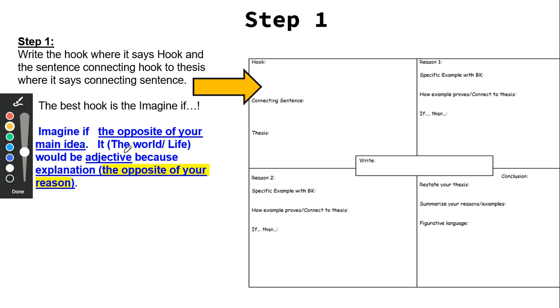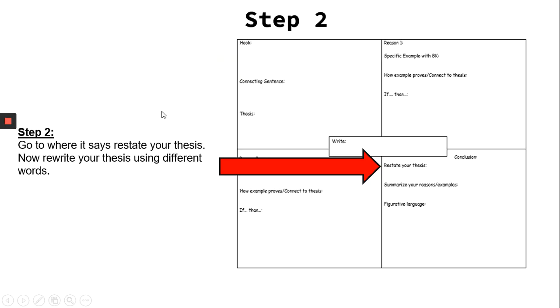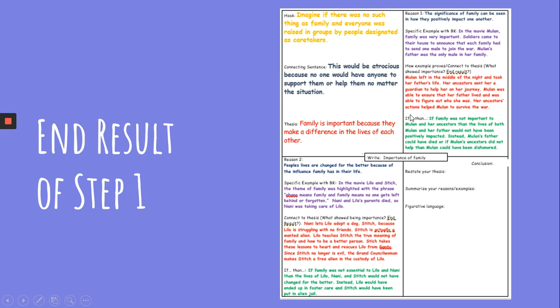Now, right here, this is going to be a negative adjective, right? Because it's the opposite of what you think, okay? And then because and why. So the opposite of your reason, basically. Okay, so then this is what the end result of step 1 looks like. Imagine if there was no such thing as family, and everyone was raised in groups by people designated as caretakers. This would be atrocious because no one would have anyone to support them or help them, no matter the situation. Now my thesis, family is important because they make a difference in the lives of each other.